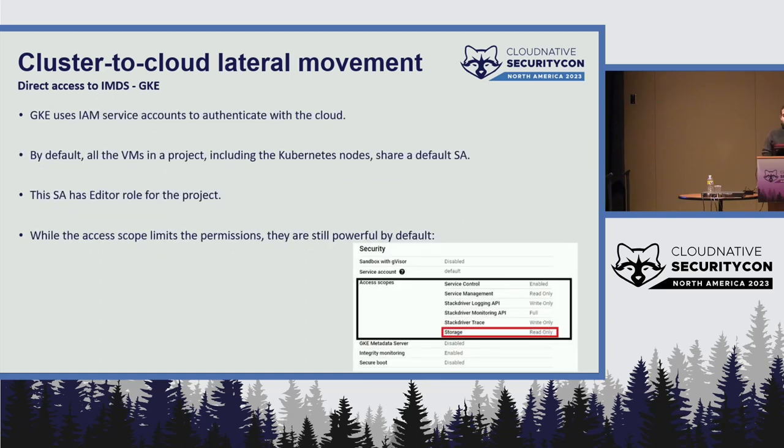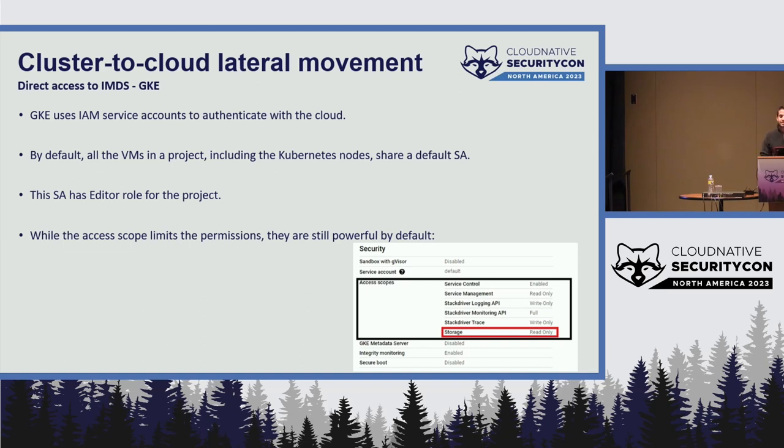GKE also comes with a built-in IAM service account, but interestingly, GKE uses the default Compute Engine service account that has the editor role assigned to it. This knowingly challenges the security boundary of the GKE cluster. It means that if a pod in GKE gets compromised, the permission the attacker can achieve goes beyond the cluster. It can impact the entire project.